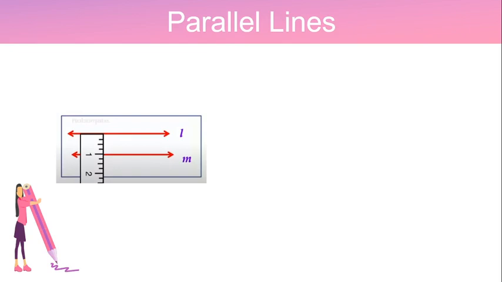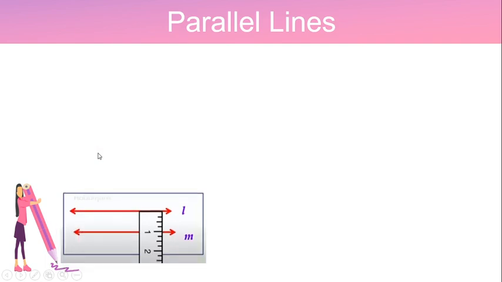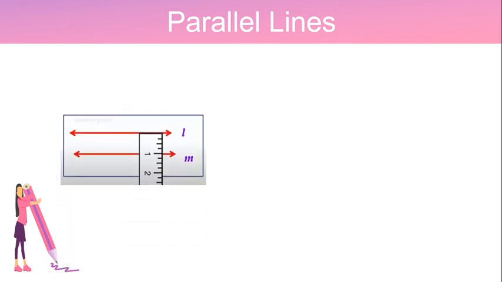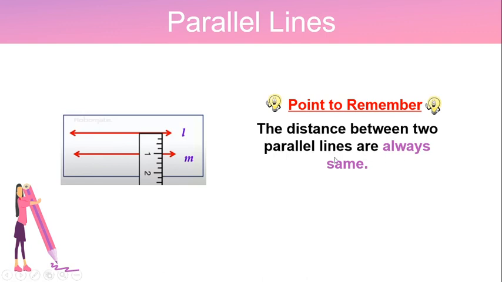Now, how can we find out that these two lines are parallel? By using a geometrical instrument. Look here. These two lines L and M, observe the distance between them with the scale from both the sides. What do you observe? That the distance between these two lines is the same. So what have you learnt here? That the distance between two parallel lines is always the same.